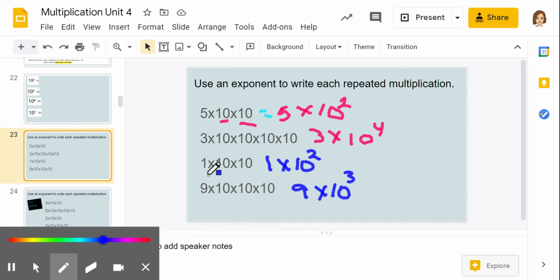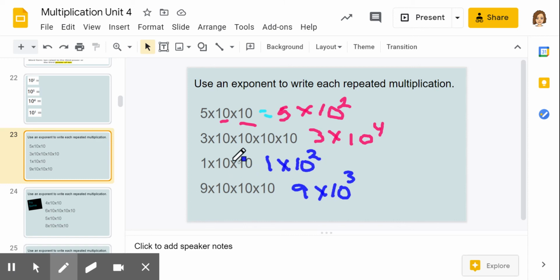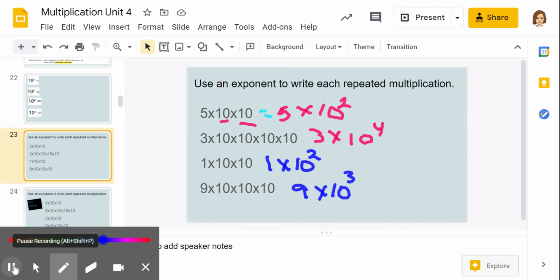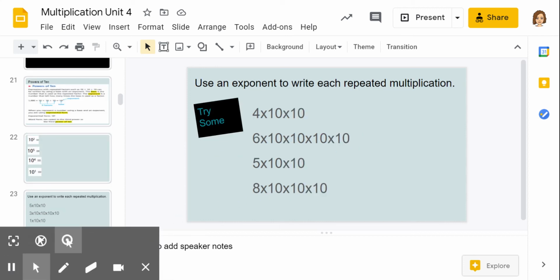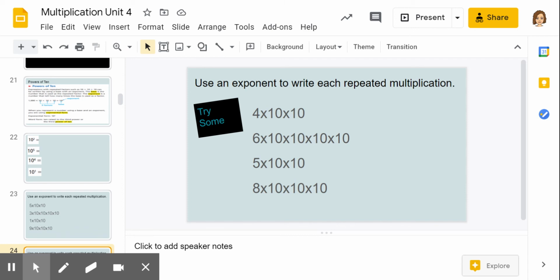All right, so hopefully you got 1 times 10 to the power of 2, raised to the power of 2 because there's 2 10s. And the last one is 9 times 10 to the power of 3, or raised to the power of 3 because there's 1, 2, 3 10s. All right, so try some more. Use an exponent to write each repeated multiplication. So use the base. Of course, our base is going to be 10, and then put the exponent on it. So just like we did before. So you try these. Pause the video, and then come back to me when you're done to check your answers.